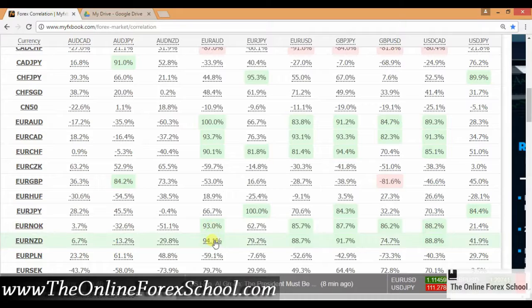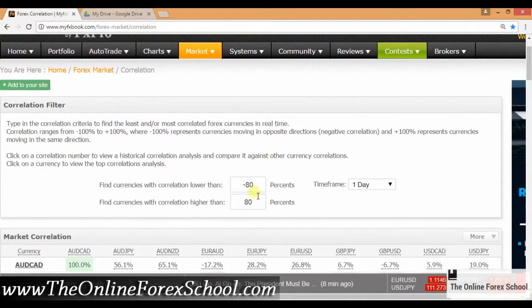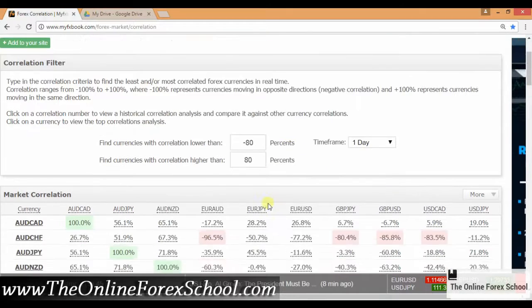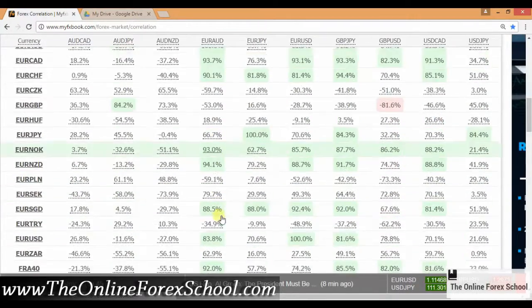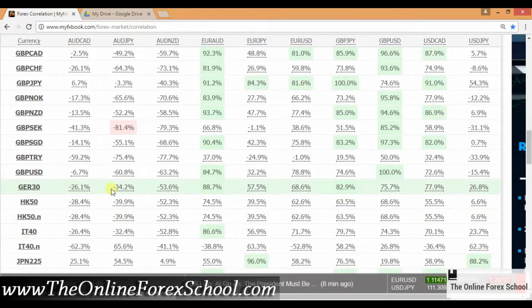In short summary, what you want to do is look for a currency correlation of more than 80%, and then choose the time frame that you trade. In my case, I trade the daily time frame, so I want to see the correlation between these pairs on a daily basis. As you can see, it highlights which currency pairs you want to trade, whether it's the franc 40, whether it's Euro USD, or GBP New Zealand dollar, etc., or even if you want to trade GER30.